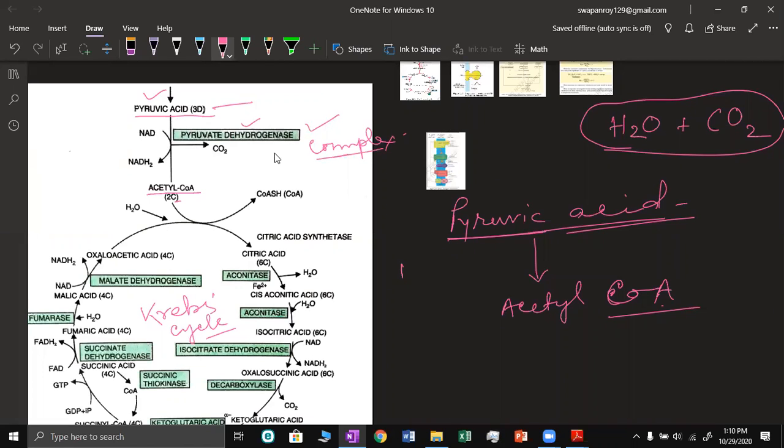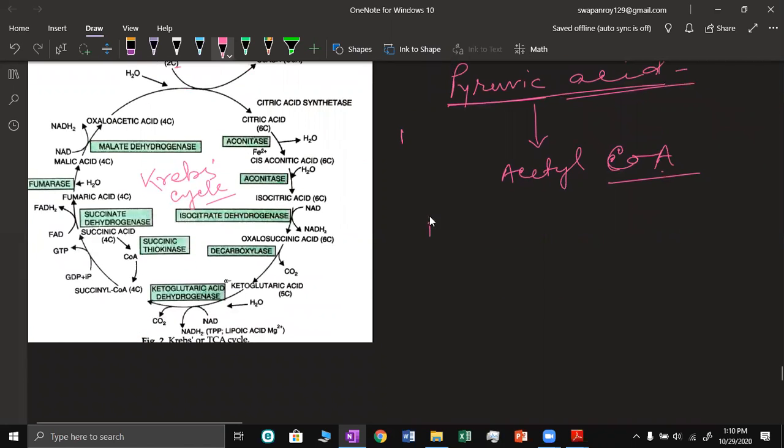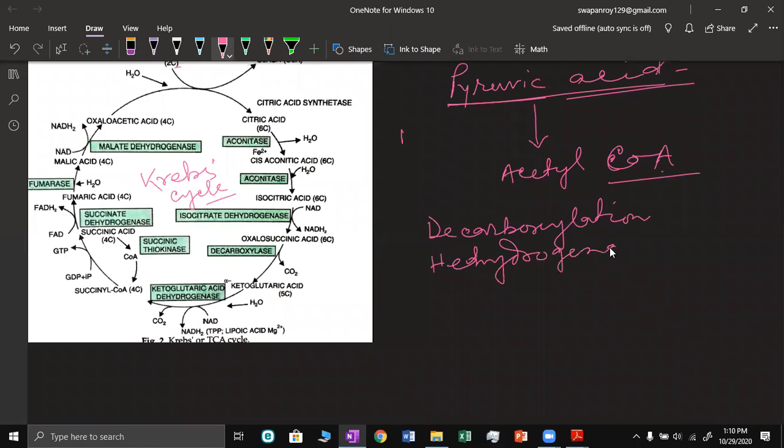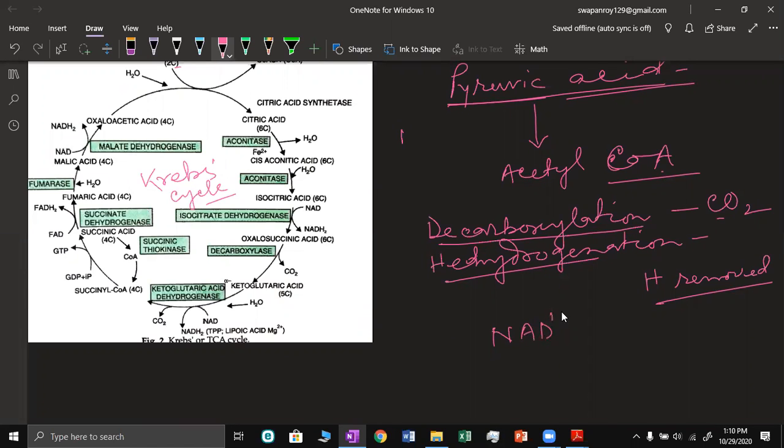During this process, two things happen. One is decarboxylation, and another is dehydrogenation. By decarboxylation, carbon dioxide is released, and by dehydrogenation, hydrogen is removed. This hydrogen which is removed is accepted by the coenzyme NAD, and this NAD forms NADH.